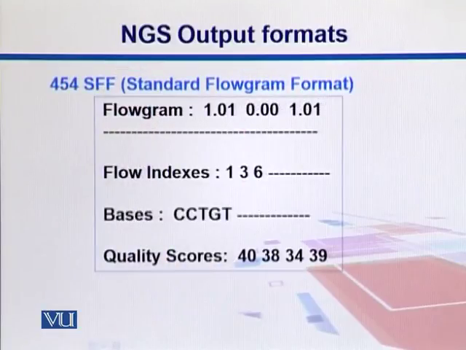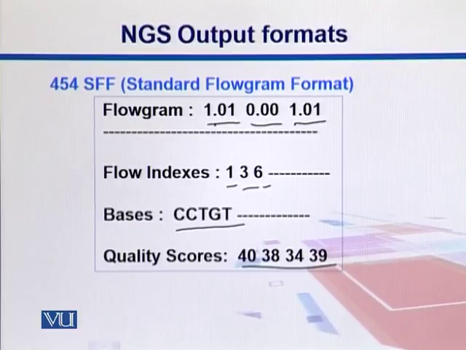So here we see the 454 output, just part of it. It's called standard flowgram format or SFF format, where we can see some numbers coming from the flowgram, actually the signal which is detected after the pyrosequencing, and then we can see the flow indexes, the places from where these signals are coming. We are not much interested in that. So here is what we are interested in: we have the bases, the actual sequence, and the base quality scores.